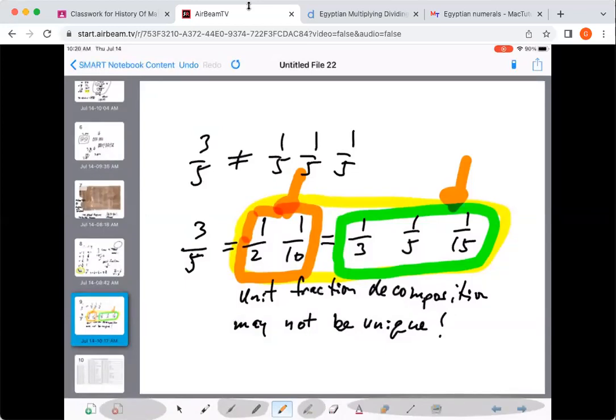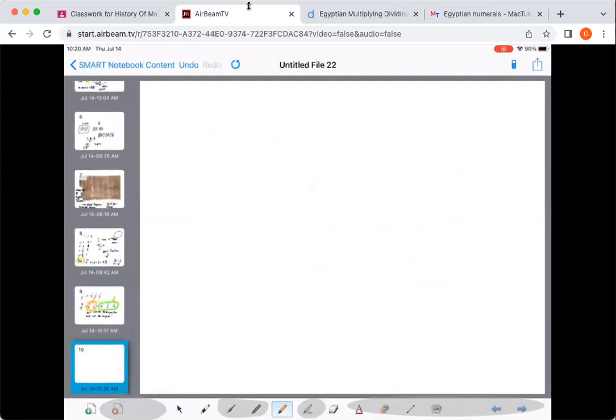Here are a couple more curiosities. They knew that 1/2, 1/3, 1/6 added up to 1.